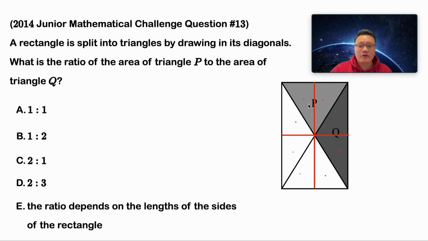Okay. So as for the shaded one, this gray one, triangle P, we'll have two parts of this triangle. So that'll be two. And as for this dark one, triangle Q, it's also two parts. So the ratio will be 2 to 2. And if you simplify it, you get 1 to 1. Okay. And now you will see that the answer is just A.